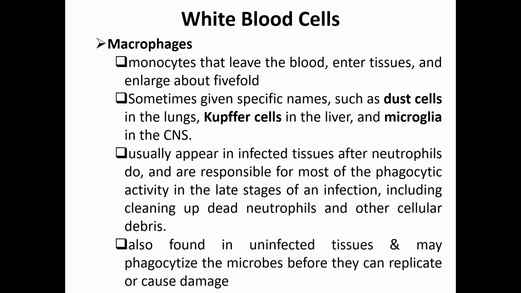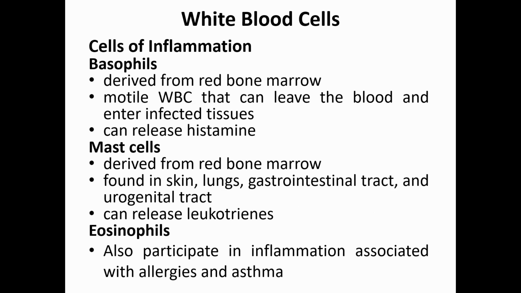Next, you have your macrophages. Macrophages are monocytes that leave the blood, enter the tissues, and enlarge about fivefold. Sometimes given specific names such as dust cells in your lungs, Kupffer cells in the liver, and microglia in your CNS. Usually they appear in affected tissues after neutrophils do and are responsible for most of the phagocytic activity in the later stages of an infection. So their role includes cleaning up the dead neutrophils and other cellular debris. Also found in uninfected tissues and may phagocytize the microbes even before they can replicate or cause damage.